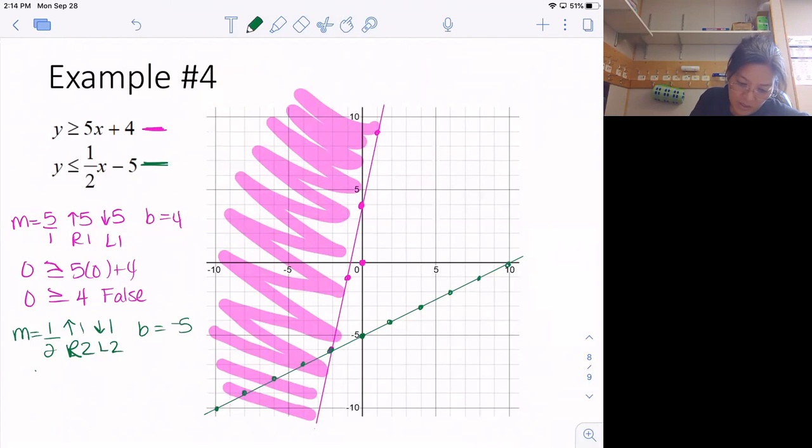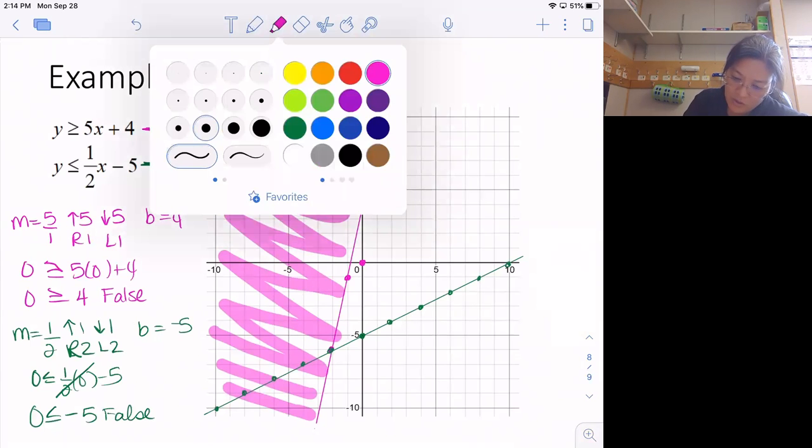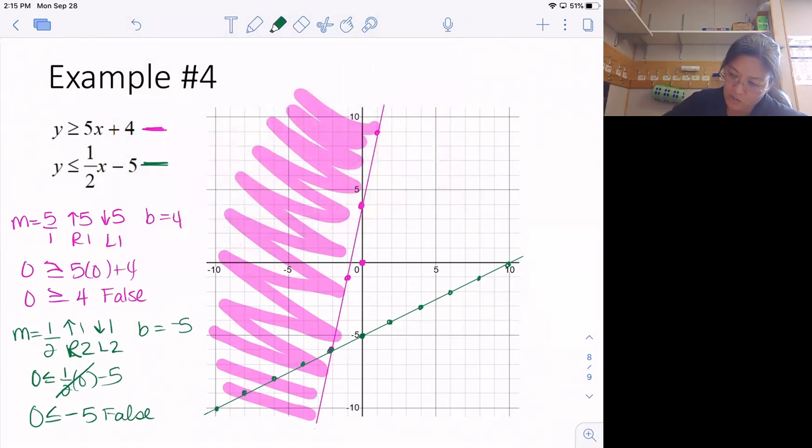And if I test 0, 0: 0 less than or equal to 1/2 of 0 minus 5, that's 0 less than or equal to -5. You're right, that is false. So since it is false, I'm not going to shade above the line. I am going to shade below the line.